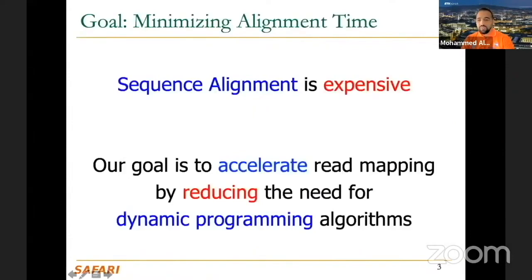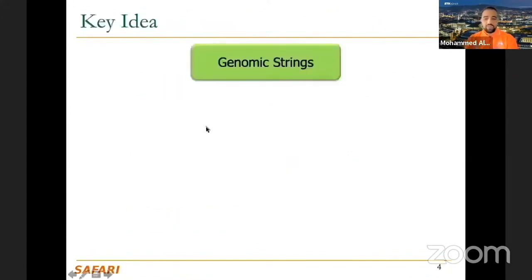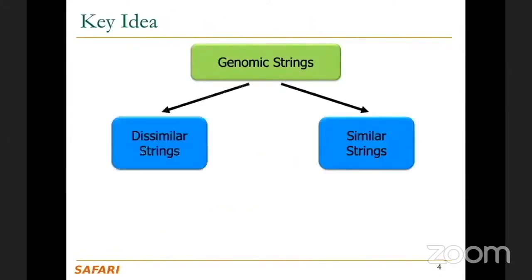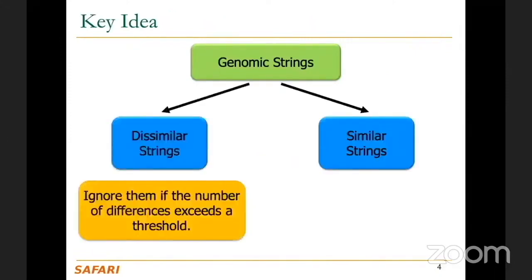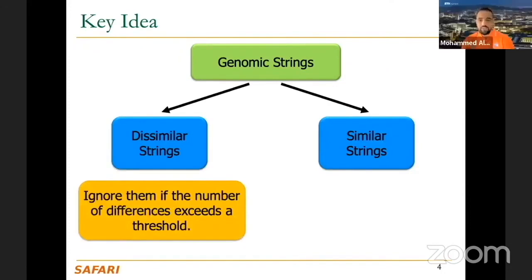So remember this from the previous 3 lectures, that sequence alignment is still expensive, even until today. So our goal is to accelerate read mapping by reducing the need for dynamic programming algorithms. What does that mean? We first want to have this observation that genomic sequences are either similar to each other or dissimilar to each other. And if they are dissimilar, they are probably not interesting to us. It really depends on the applications and the parameters, how you define similar or dissimilar sequences.